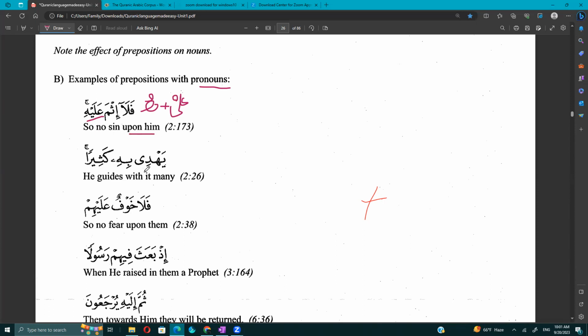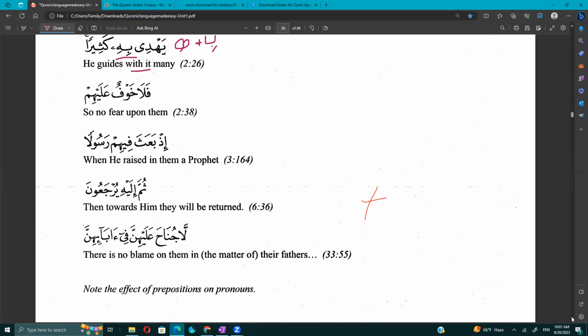Now, yahdi bihi kathira. Bihi. What was it before? It was the huruful jar bi plus the pronoun hu, right? With it. Yes, very good. Now we have fala khawfun alayhim. Alayhim. Very good. This was ala again, ala plus hum, the pronoun hum before. And here in case of a pronoun, the first letter is affected. The first letter will become majroor. It becomes alayhim. But in case of a noun, the last letter of the noun will become majroor.